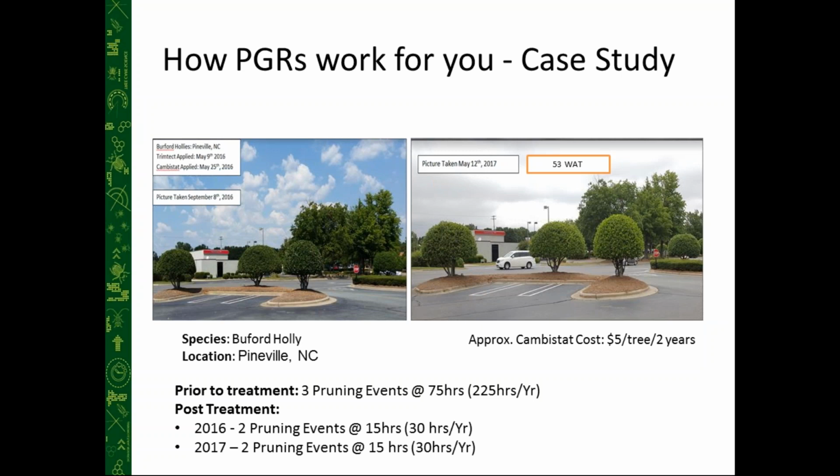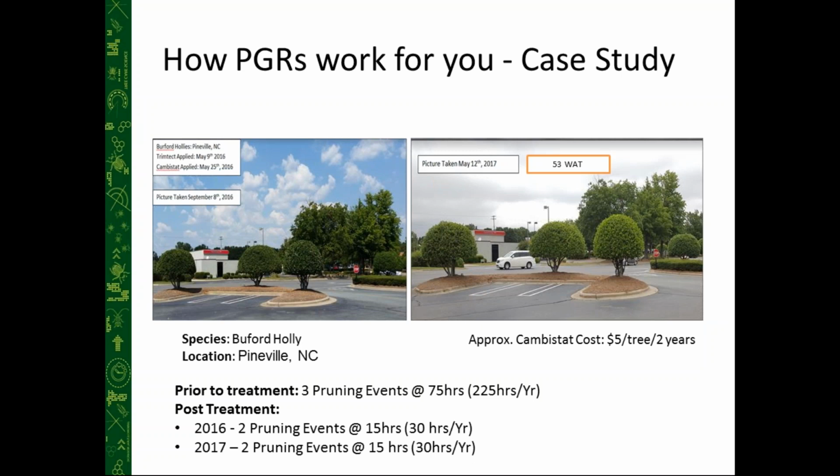And so this was a case study that we were a part of. What we have here is about 100 of these preferred hollies that have been tree formed and are maintained as little balls. Prior to treatment, it would take 3 pruning events at 75 hours, so 3 pruning events a year for a total of 225 hours per year. After our first year of treatment, we were able to reduce that to 2 pruning events at a total of 15 hours apiece. So we went from 225 hours a year to prune these hollies down to 30 hours per year.